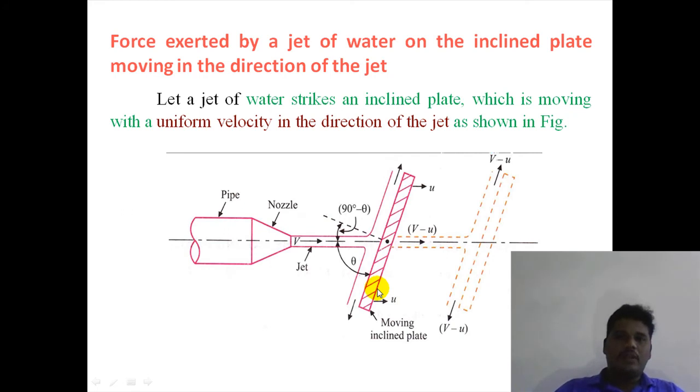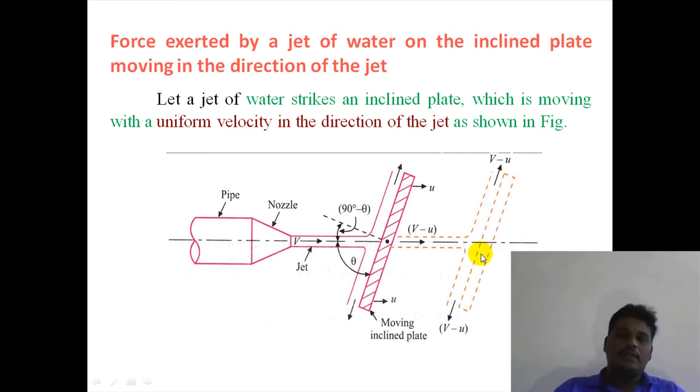Force exerted by the jet of water on an inclined plate moving in the direction of the jet. Let the jet of water strike the inclined plate, which is moving with a uniform velocity in the direction of the jet, as shown in the figure. Let the jet of water from a pipe connected with a nozzle strike the inclined plate with velocity v.